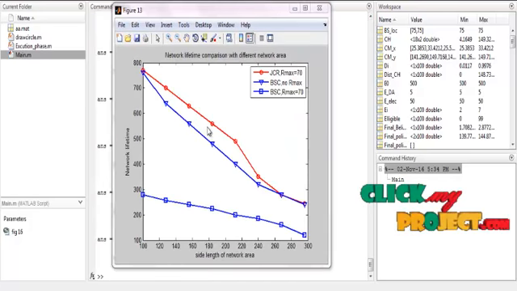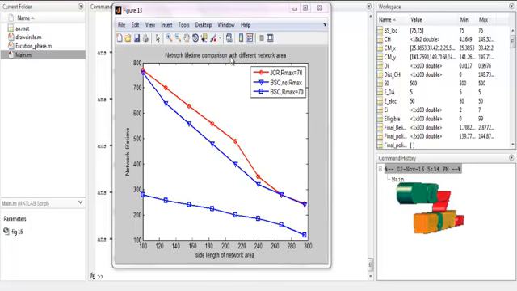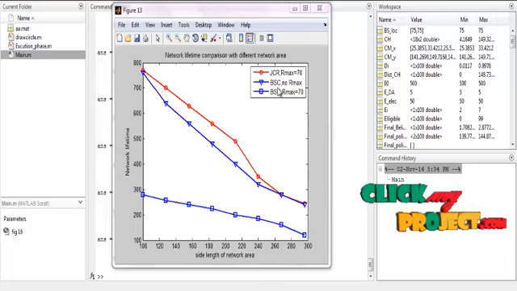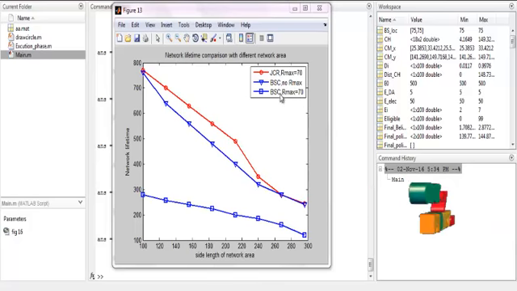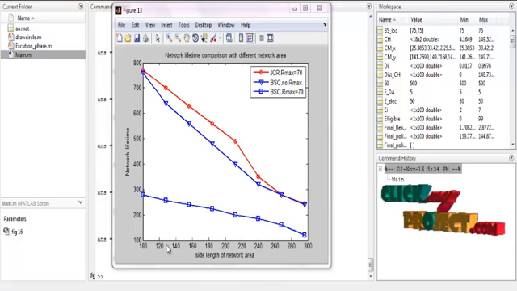So this is the final graph. In this final graph, the network lifetime comparison with different network areas, that is the JCR with Rmax equal to 70 and the BSC with Rmax equal to 70. This is the network lifetime against the side length of the network area.